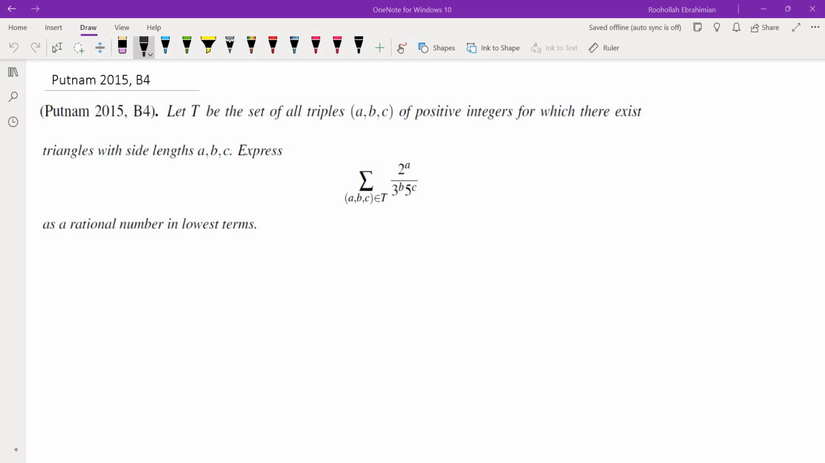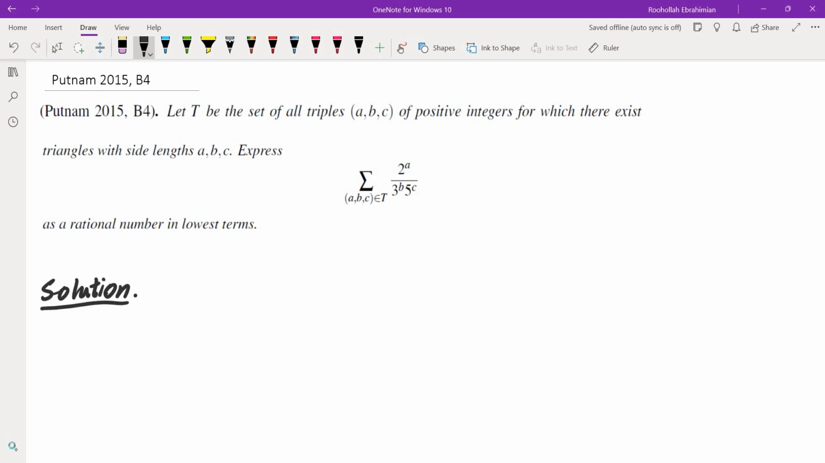Hello, in this video we're going to go over problem B4 from Putnam 2015. So here's the problem. It asks us to find a sum, where the terms of the sum are 2 to the power of a over 3 to the power of b times 5 to the power of c, and a, b, c are positive integers for which they are sides of a triangle.